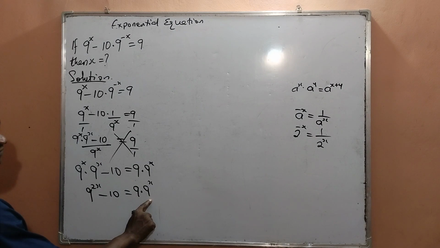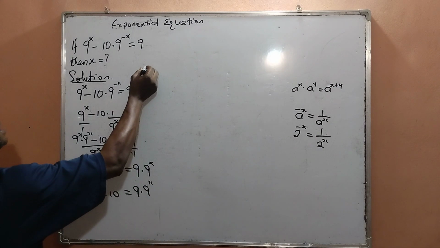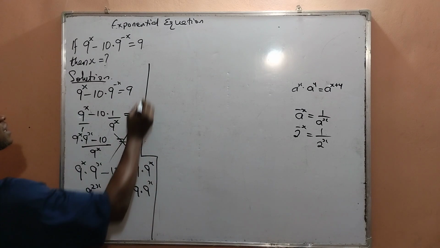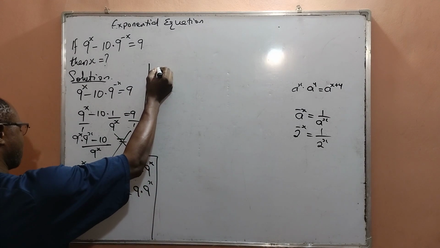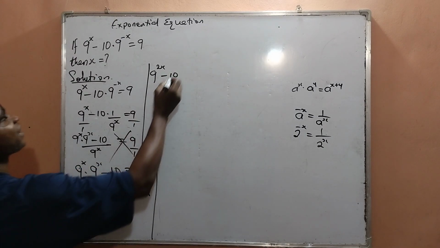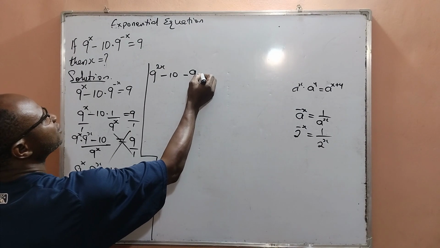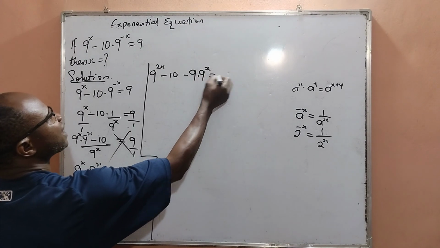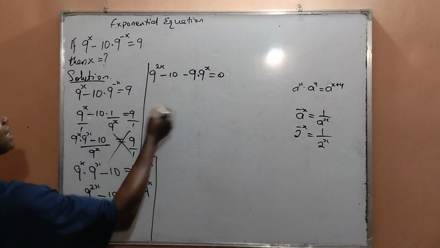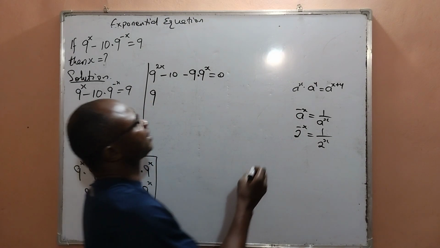I will move this value that I have on the right hand side to the left hand side so that it will look like this. 9 to the power of 2x minus 10. So this one crossing over will now be minus 9 multiplied by 9 to the power of x equal to 0. So I can rewrite it using the law of indices.